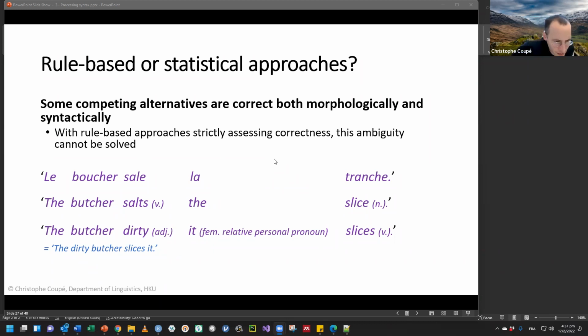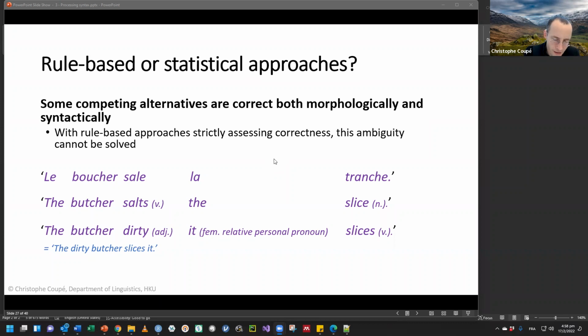And these two interpretations of the French sentence, these two syntactic analyses, they are both fine. There is no violation of the grammatical rules of French. So if you have a purely rule-based approach, where you just assess whether one interpretation is correct or not, you don't know what is the right answer here. You have an ambiguity and it cannot be solved.